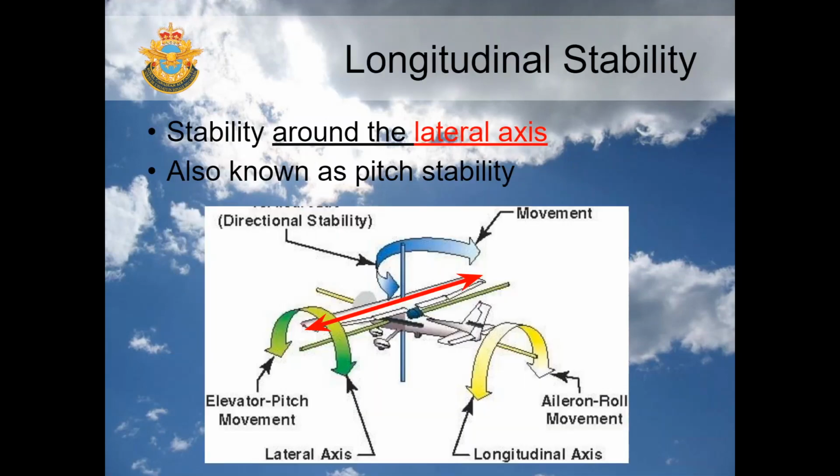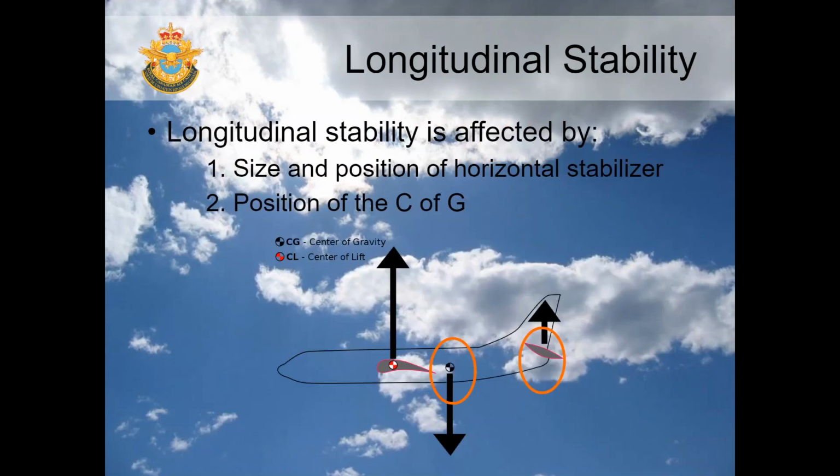To start off, we're going to talk about longitudinal stability, and it is around the lateral axes, and can also be known as pitch stability. Longitudinal stability is affected by the size and position of the horizontal stabilizer and the position of the center of gravity.